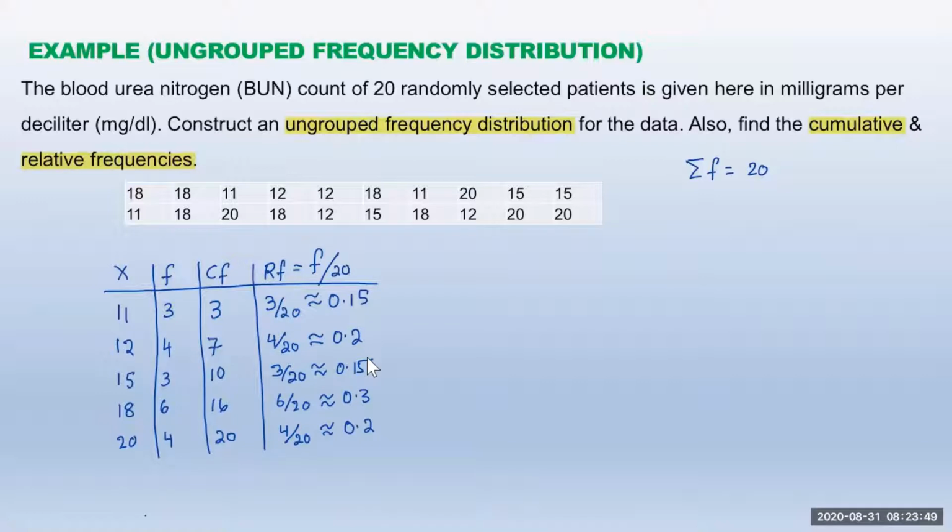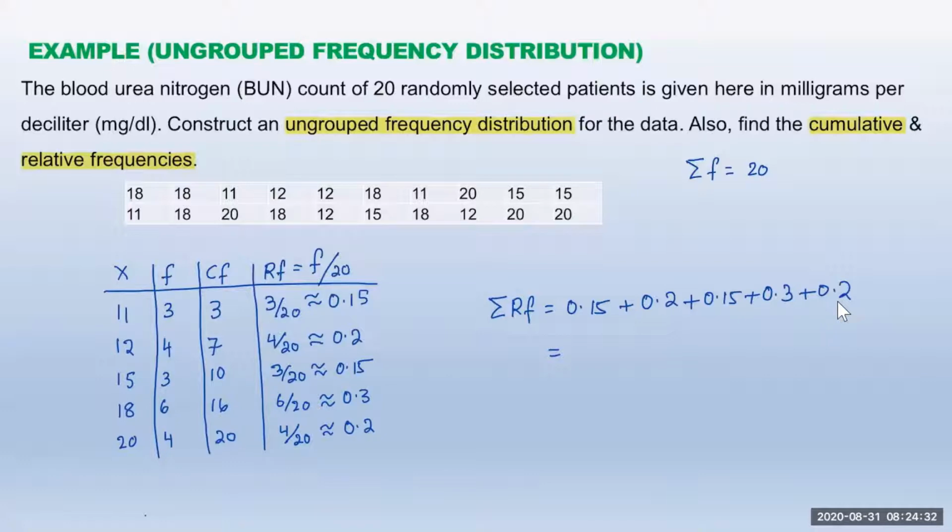Note one thing here: if you try to add relative frequencies, let me write here, sum of relative frequencies. If you add these values, 0.15 plus 0.2, then 0.15, then 0.3, and the last one 0.2, you'll see a magic here. 0.15 and 0.15 is 0.3. 0.3 plus 0.2 is 0.5. 0.5 plus 0.3 is 0.8. 0.8 plus 0.2 is equal to 1.